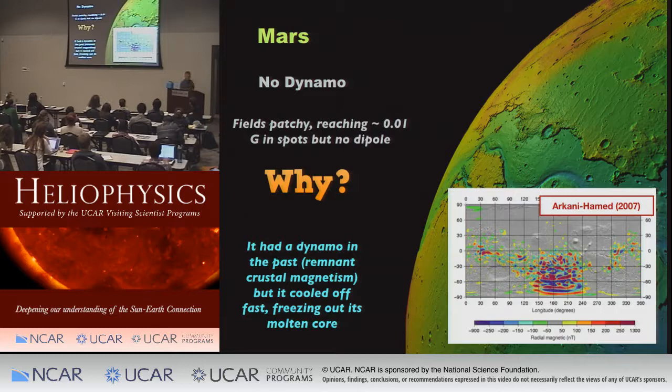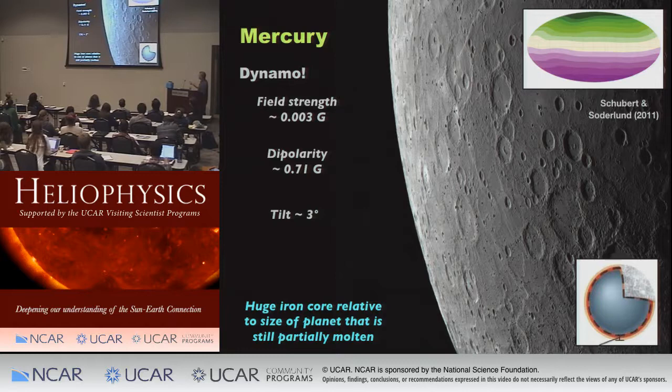All right, but Mercury is a bit of a surprise. It has a dynamo. All the planets other than Earth have something weird about their magnetic fields. In the case of Mercury, there are two strange things. First of all, it's very weak. And second of all, it's very asymmetric. The Northern Hemisphere is about 3 times stronger than the Southern Hemisphere. So it's asymmetric about the equator, but very symmetric about the rotation axis. It has a very small tilt, 3 degrees, and the dipolarity is more than Earth's, more of a dipole.